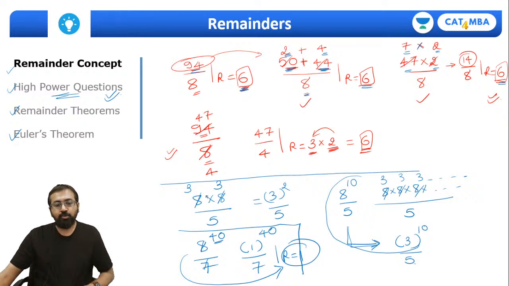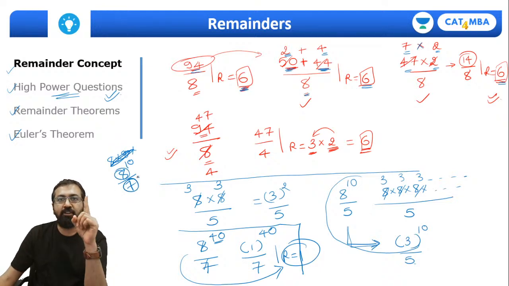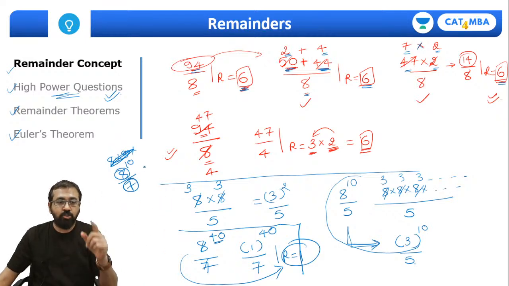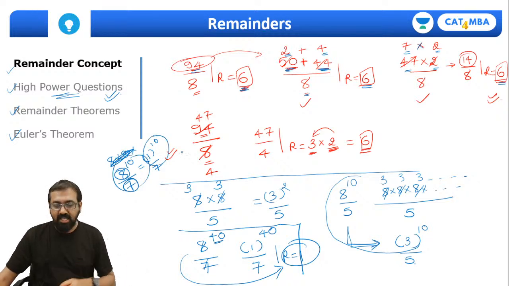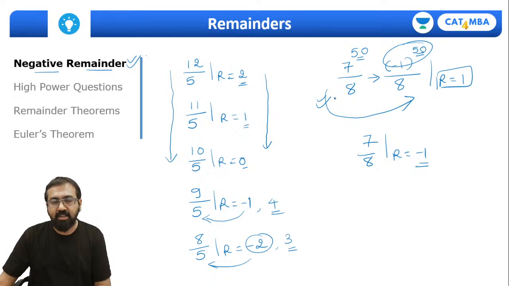I also explained this part: suppose I write 8 into 8 into 8, or directly write 8 raised to 10 divided by 7, what is the remainder? Each of these 8s when divided by 7 leaves remainder 1. So 8 into 8 into 8, 10 times, each 8 leaves remainder 1. So we can directly write this as 1 raised to 10 divided by 7. What is 1 raised to 10? It's 1. So 1 divided by 7, remainder is 1. That's how you got remainder 1. And this is what I just explained in this example also. So we have applied that concept as well, right guys?